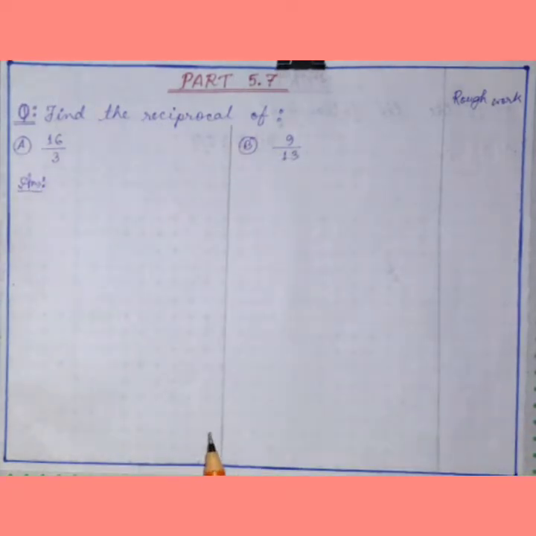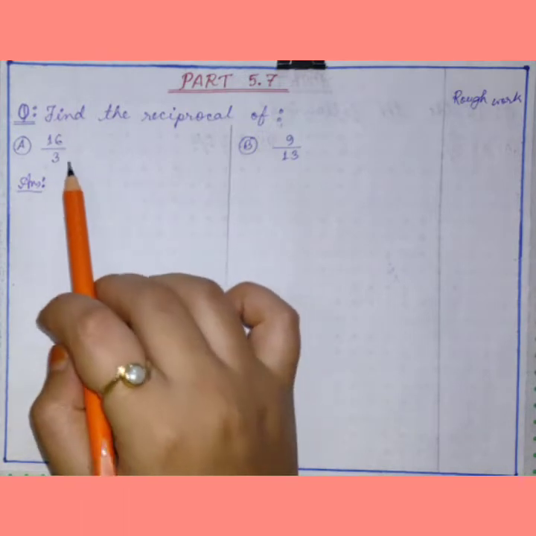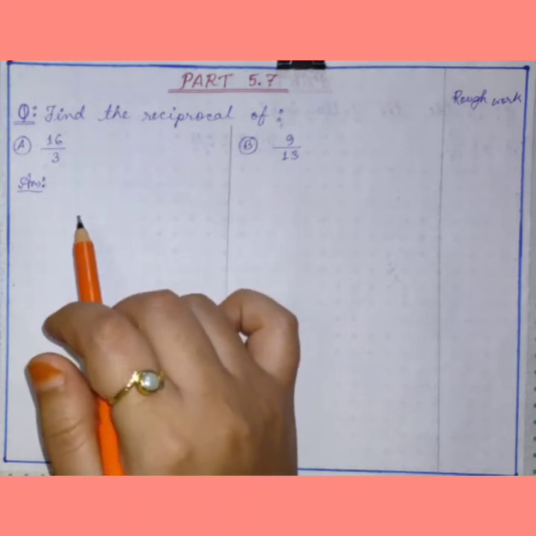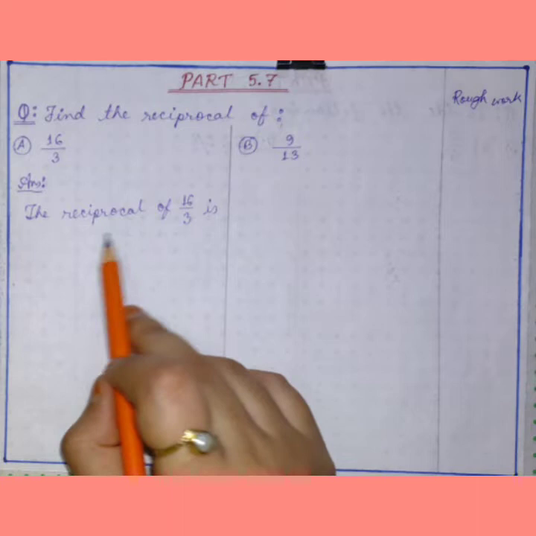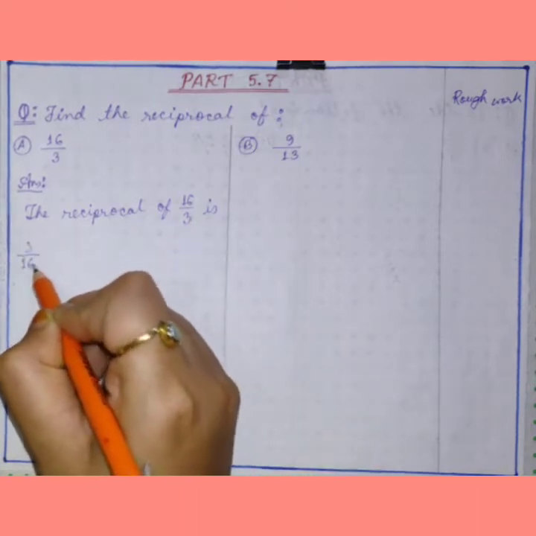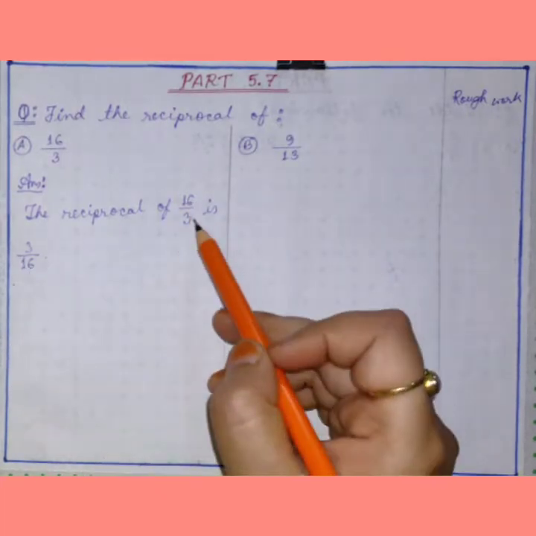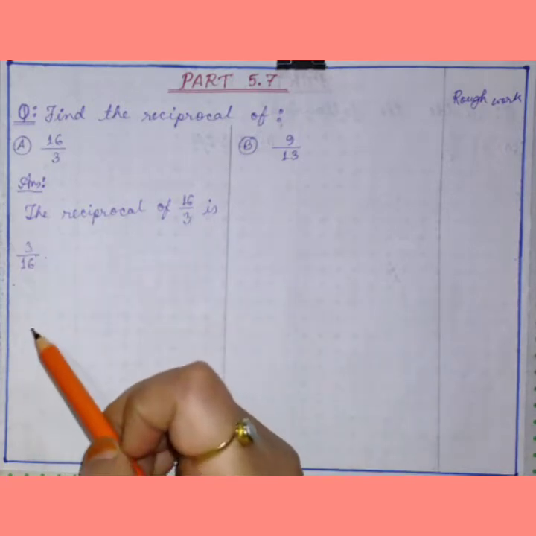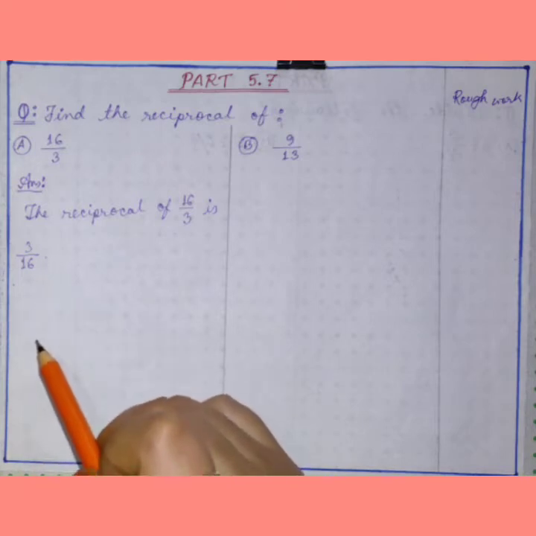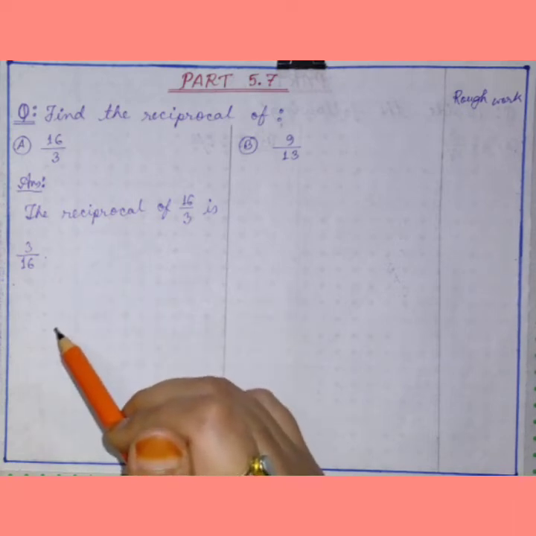To find the reciprocal of any fraction, you have to write the numerator as the denominator and the denominator as the numerator. The reciprocal of 16 by 3 is 3 by 16. The numerator you write as the denominator and the denominator you write as the numerator. Next we will check whether this is correct or not. Now let's see how to do the checking.